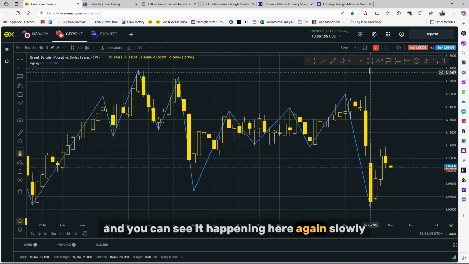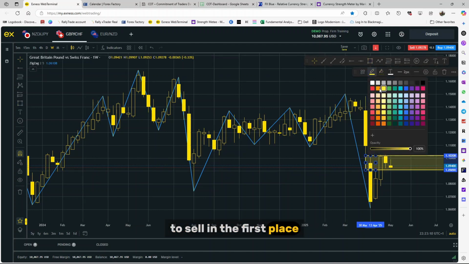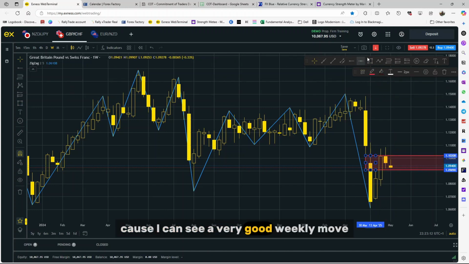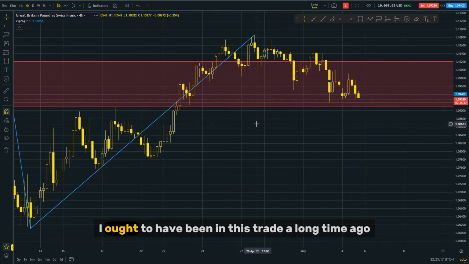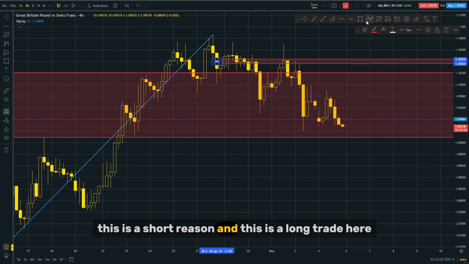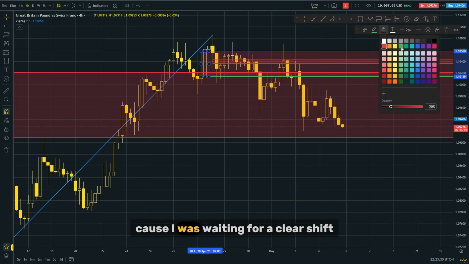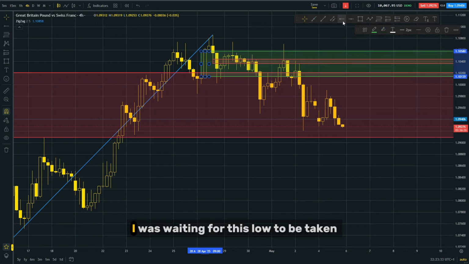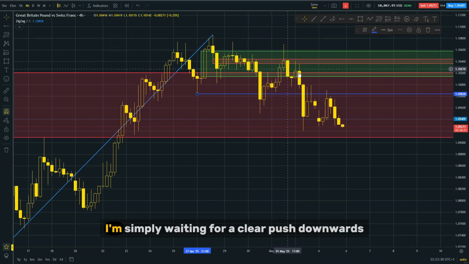Now I'm looking at this market, and you can see this large drop here, and you can see it happening here again slowly. Normally I'm supposed to take a trade here to sell in the first place, because I can see a very good weekly move. On the 4 hours, I can see a reason why I ought to have been in this trade a long time ago. This is a short reason, and this is a long trade here. So I can see reasons why I waited, because I was waiting for a clear shift. I was waiting for this low to be taken. Now this low has been taken, I'm simply waiting for a clear push downwards.